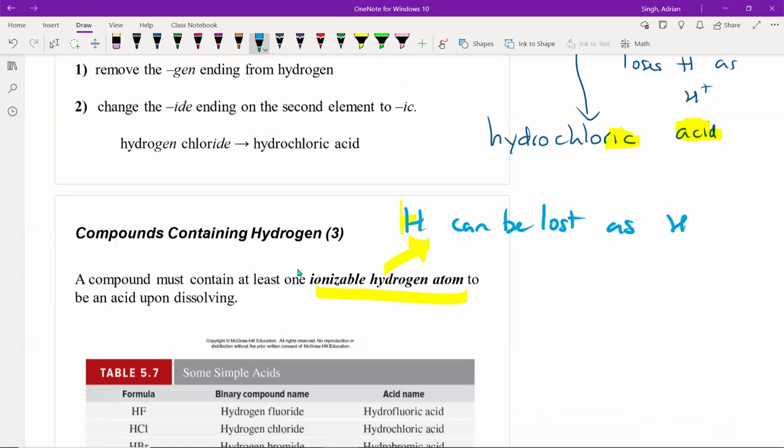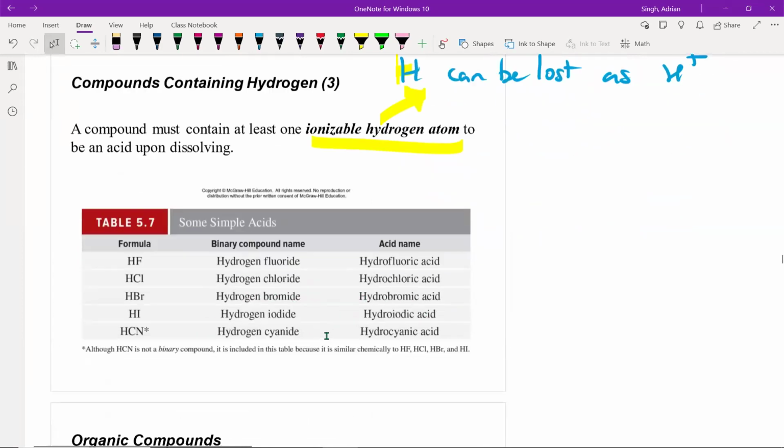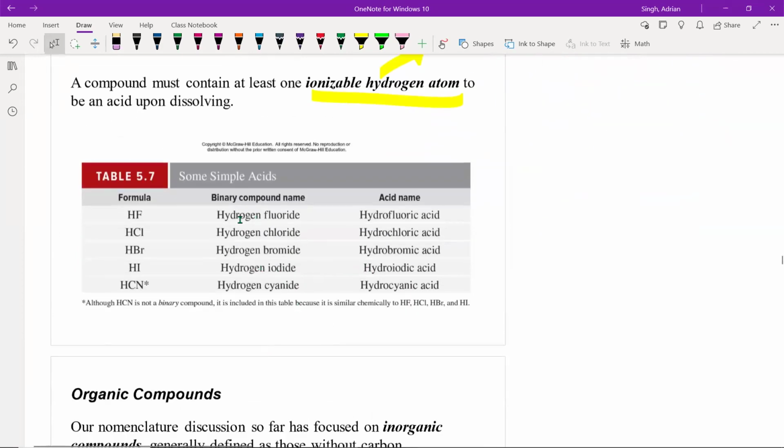We'll talk more about acids and bases in future chapters. So we talked about hydrogen chloride becoming hydrochloric acid. We can apply that same naming system to lots of things. So hydrogen fluoride becomes hydrofluoric acid, hydrogen bromide becomes hydrobromic acid, hydrogen iodide becomes hydroiodic acid, etc.